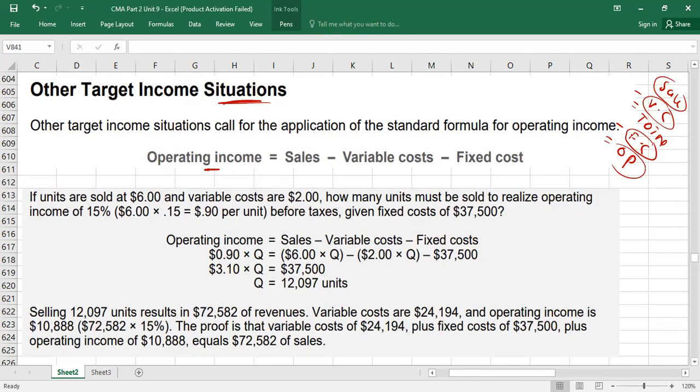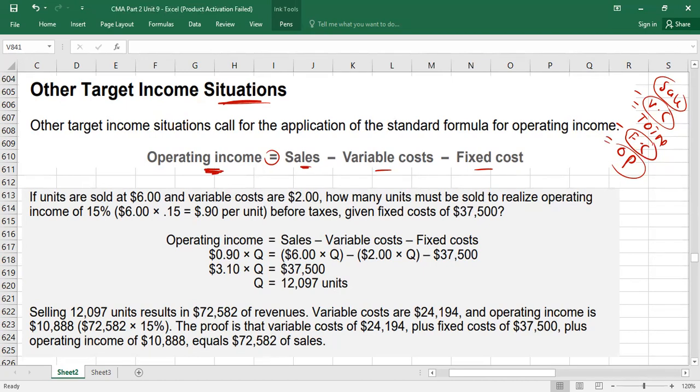So this is the equation which is written here. Operating income is always equal to sales minus variable cost minus fixed cost. This is known as your operating income. But at some time this equation you need to apply, guys, to solve the question. So here we go. Let's have a look how this can help you.